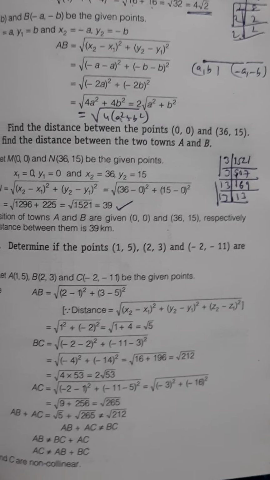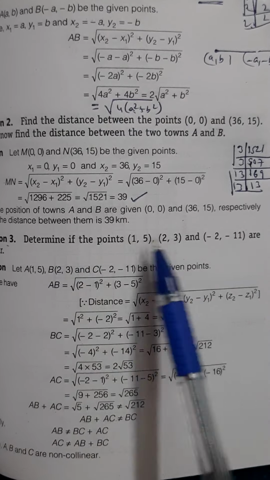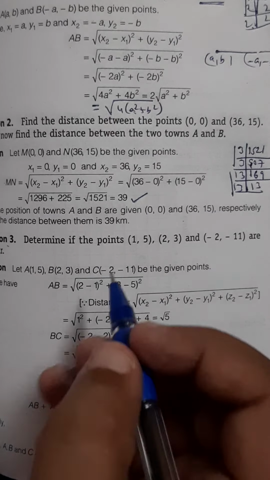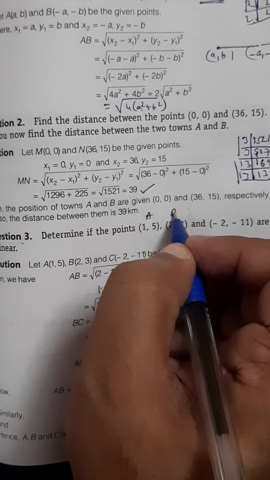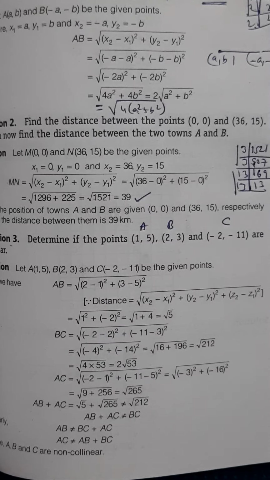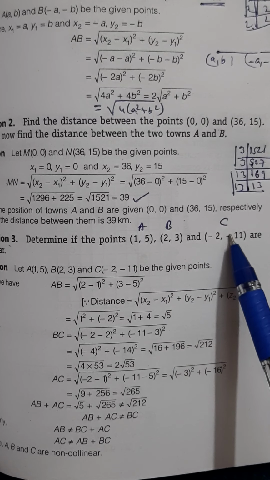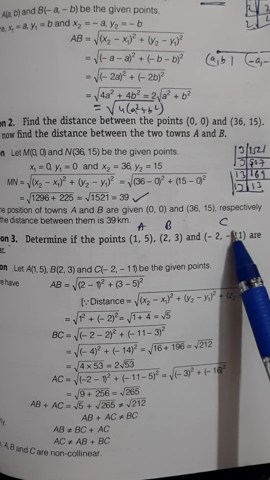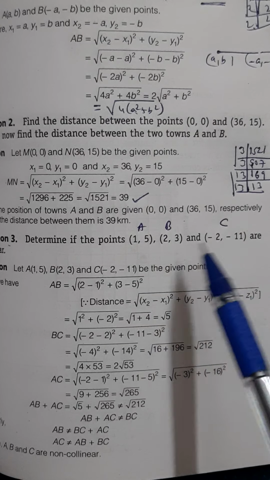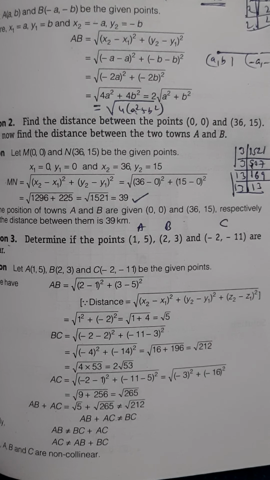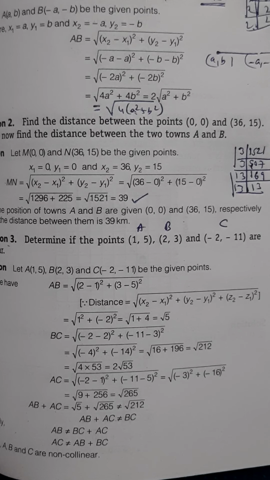Then question number 3. Determine if these points are collinear. Collinear means points which lie on the same line. So what we can do is assume this is point A, this is B, and this is C. What we need to do is find out the distance from A to B, find out the distance from B to C, find out the distance from A to C. If the sum of any two distances is equal to the third distance, then we can say the points are collinear. We will find out 3 distances. If the sum of any two is equal to the third, then the points are collinear.